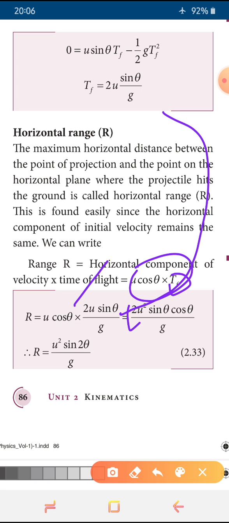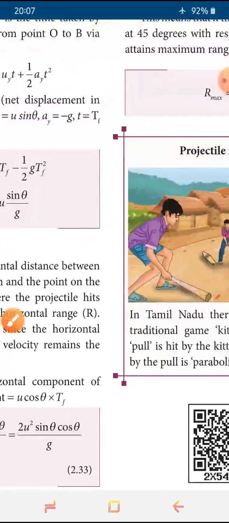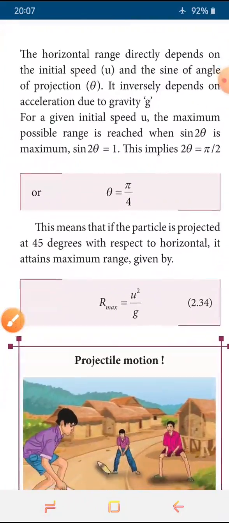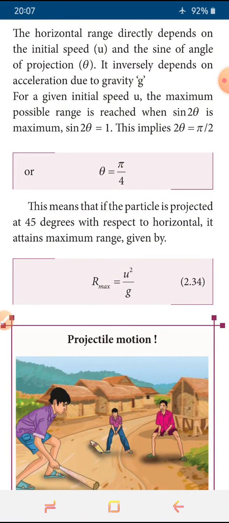We combine this. Then sin theta cos theta, what can we write? 2 sin theta cos theta is equal to sin 2 theta. Then the range is u square sin 2 theta divided by g. Okay, so after substituting this equation, this horizontal range depends on initial velocity and angle, directly proportional, and it is inversely proportional to gravitation.